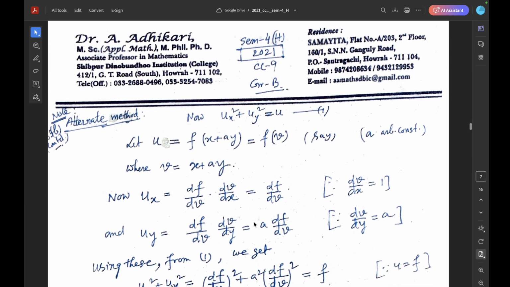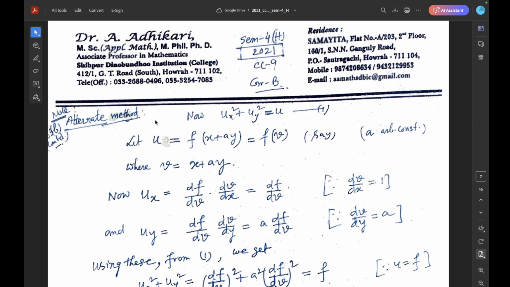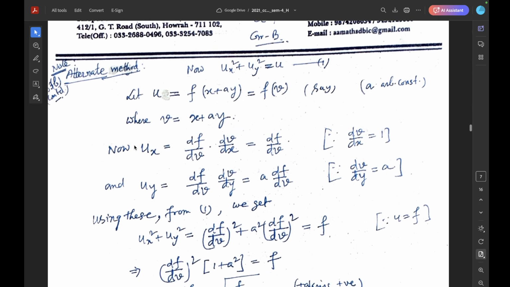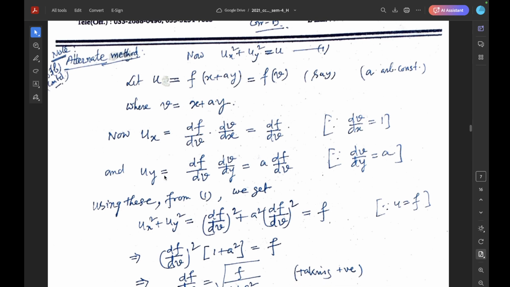Alternative method. Now it is the extra part. ux square plus uy square equal to u. Let u equal to f of (x plus ay). This is equal to f(v), say, where v equal to x plus ay. Now ux equals df/dv into dv/dx, so df/dv, because dv/dx equal to 1, and uy equal to df/dv into dv/dy. This is equal to a into df/dv because dv/dy equal to a.